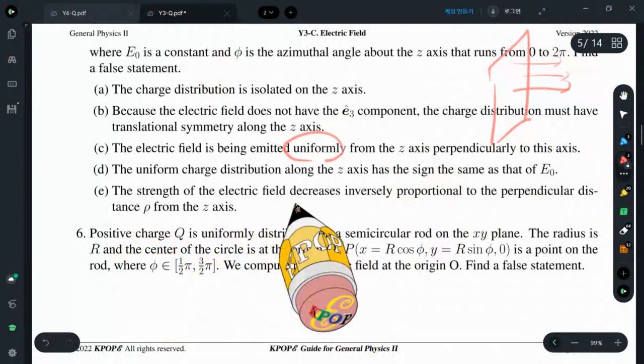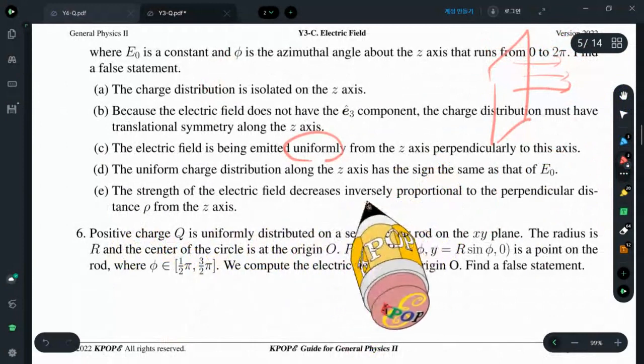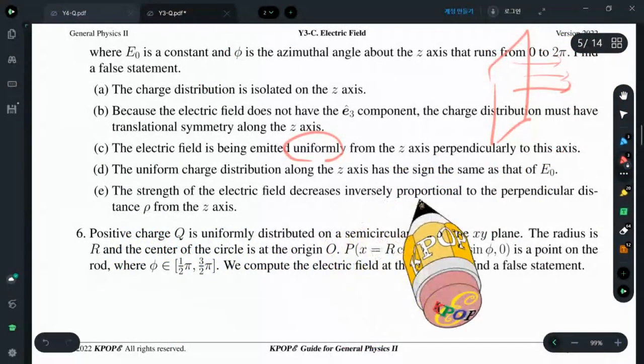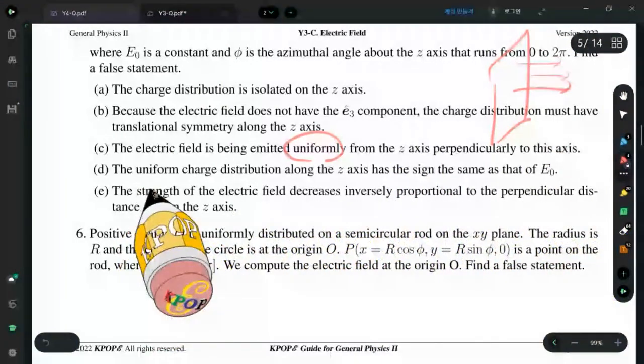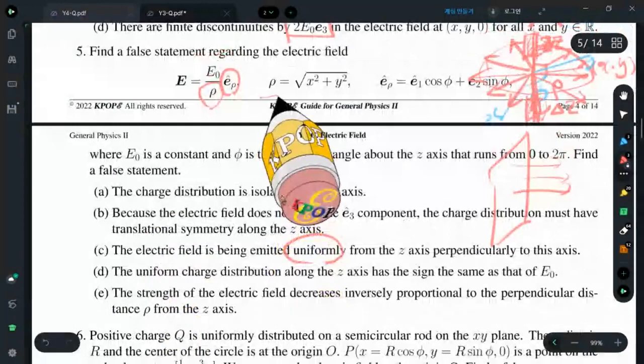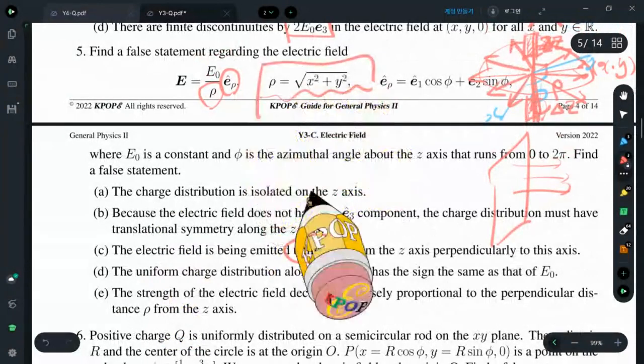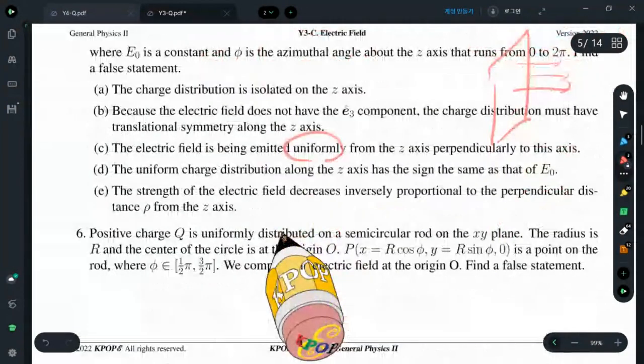But in case E0 is negative, then it converges along the z-axis. The strength of the electric field decreases inversely proportional to the perpendicular distance rho, the planar radius from the z-axis. That's right.